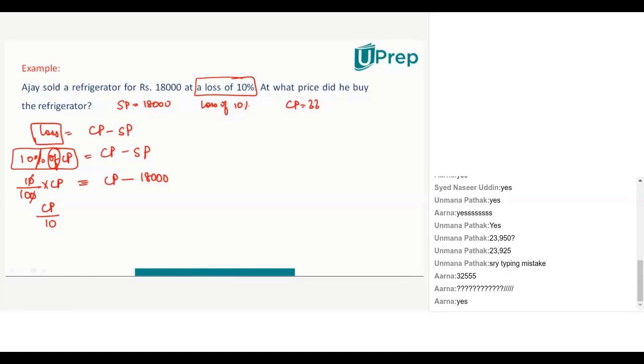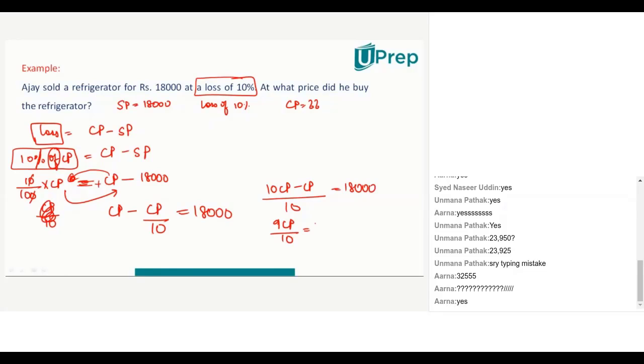Going back to our simple equations concept, isolation, moving, playing around. If I move plus CP to the left hand side, I am going to get, sorry, let me move this over here so that I get a plus 18,000. So basically I'm going to write CP minus CP by 10 is equal to 18,000. Is this clear? This is nothing else but a simple equation. How do I solve it? I take the LCM. So I get 10 CP minus CP by 10 equal to 18,000. 9 CP by 10 equal to 18,000. 9 ones are 9, twos are 3 zeros. Cost price is 20,000. Are you guys clear with this method?